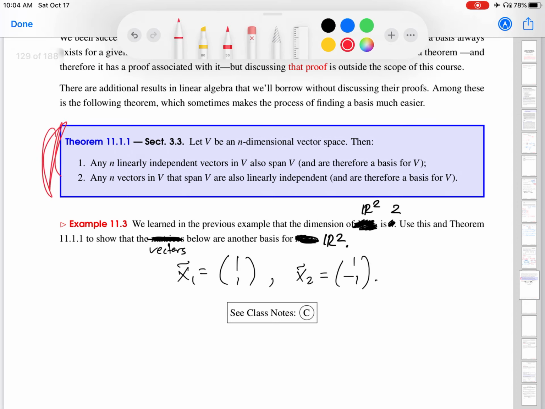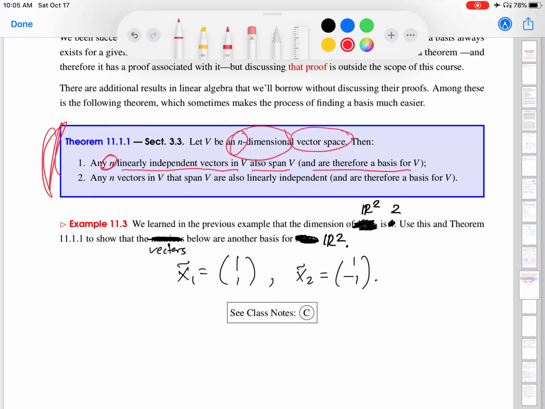So this theorem says, let V be an n-dimensional vector space. So already there are two things I know about V. It is a vector space and it has dimension n. Then the following two things are true. If I find the same number of linearly independent vectors in V as the dimension, both of them are n, then they also span V, and therefore they're a basis because they're linearly independent and span.